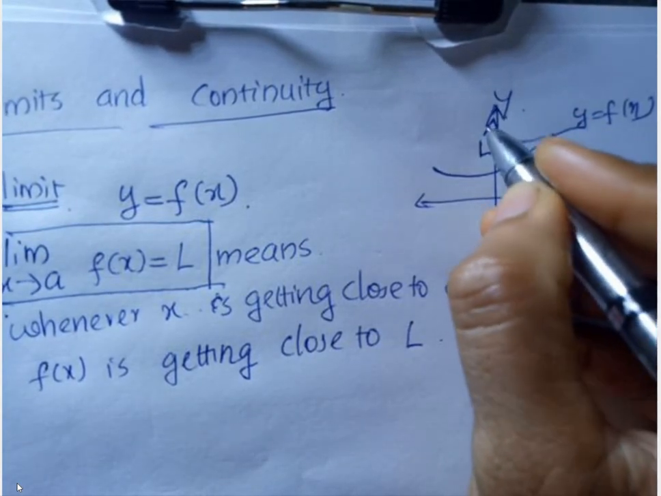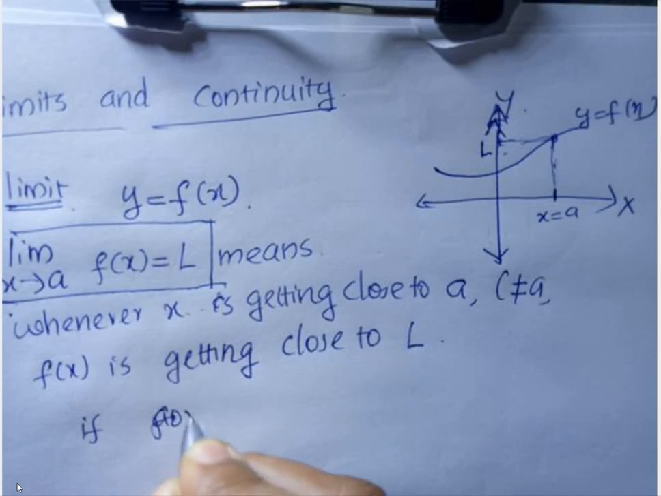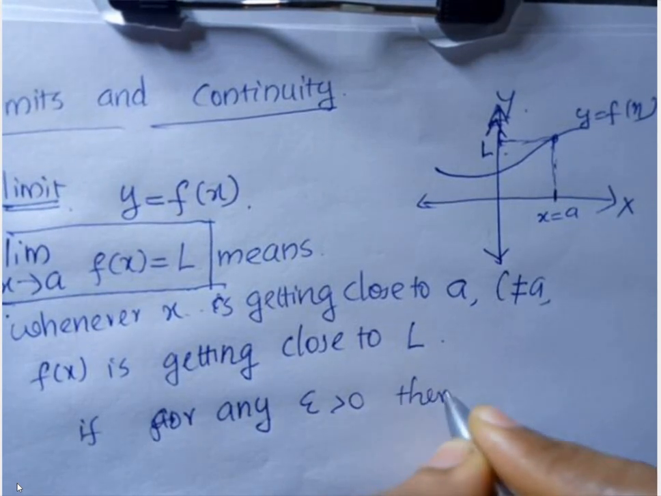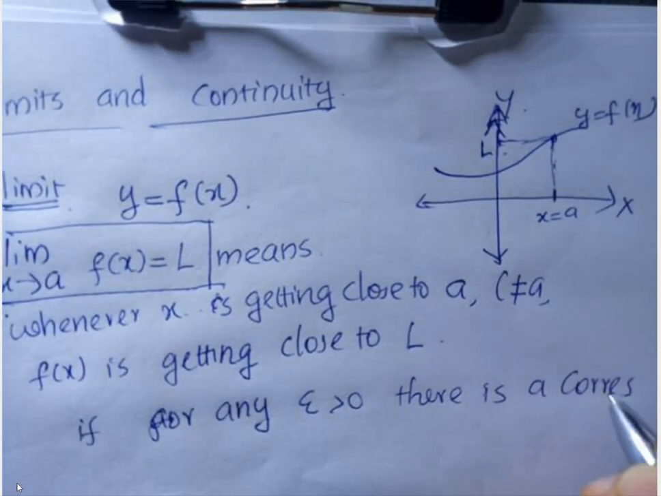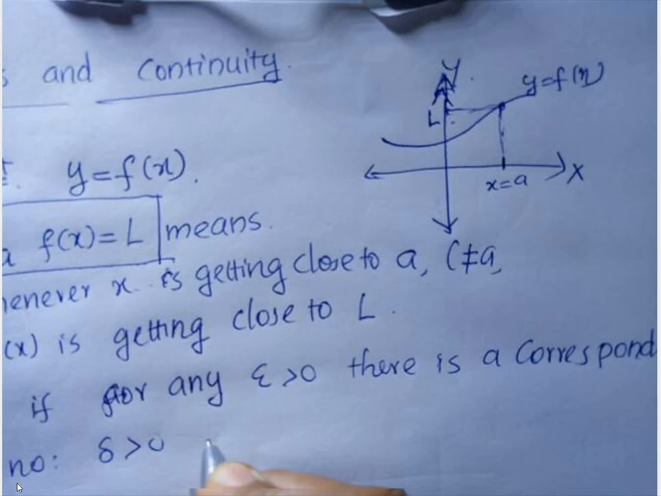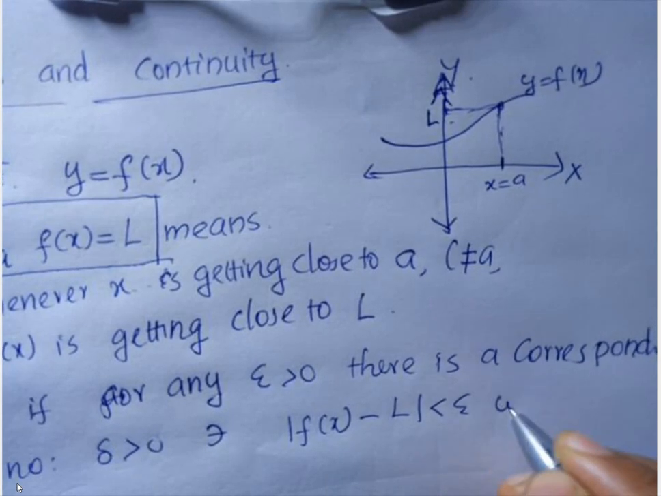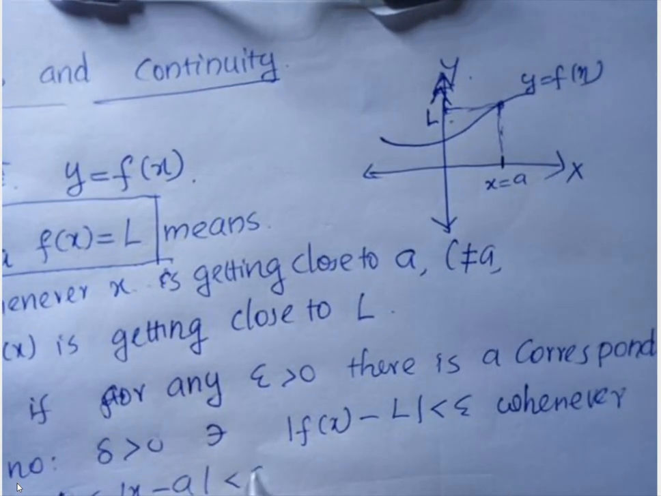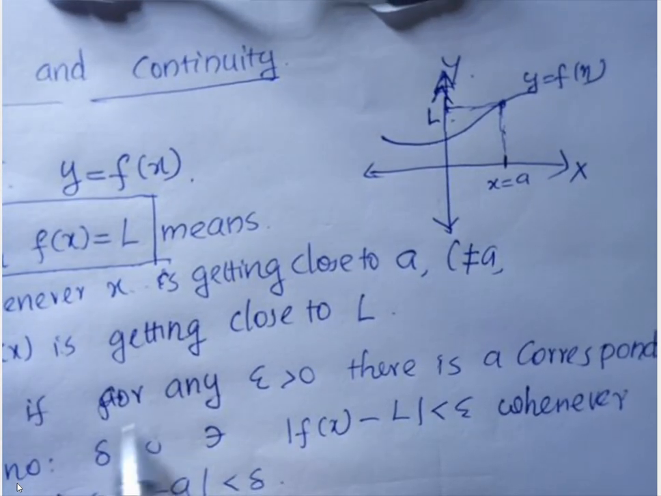to L. Mathematically we can define this: for any epsilon greater than 0, there is a corresponding number delta greater than 0 such that mod f of x minus L is less than epsilon whenever 0 is less than mod x minus a is less than delta. This sentence is transferred into this mathematical form, right?